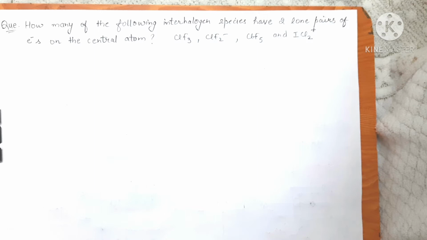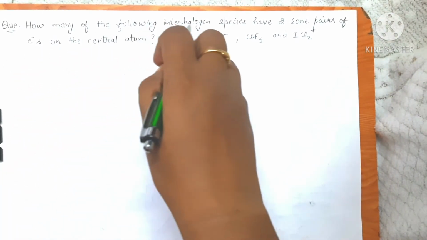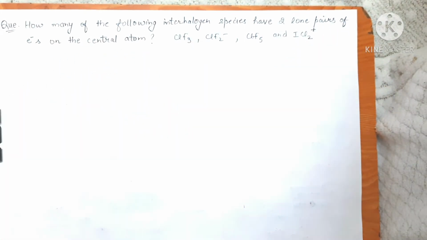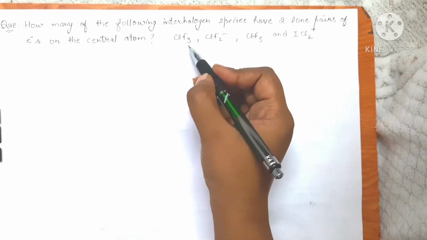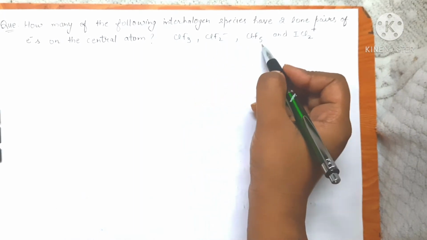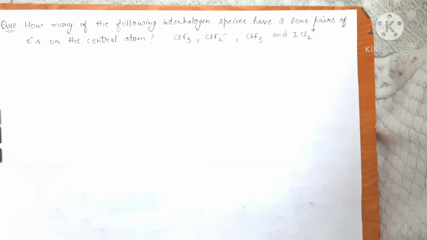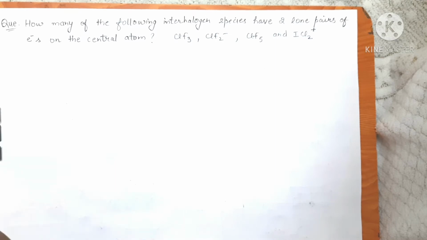So in this video of chemical bonding, we are going to solve some of the previous year questions which have been asked in the GATE exams. The first question which we are going to discuss says: how many of the following interhalogen species have two lone pairs of electrons on the central atom? So basically we have to find out the geometries of each of these four molecules. The molecules given are ClF3, ClF2 negative, ClF5 and ICl2 positive. One by one we are going to solve for the geometries of each of these molecules.